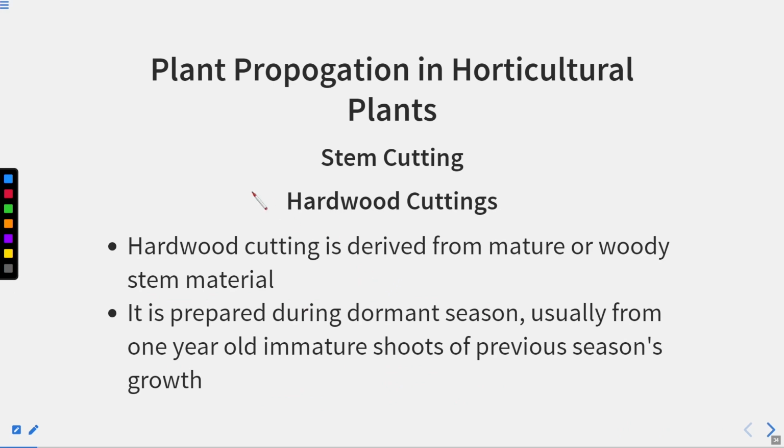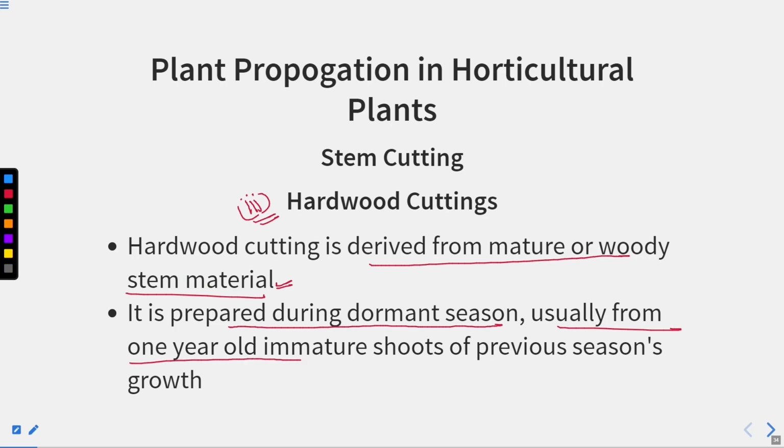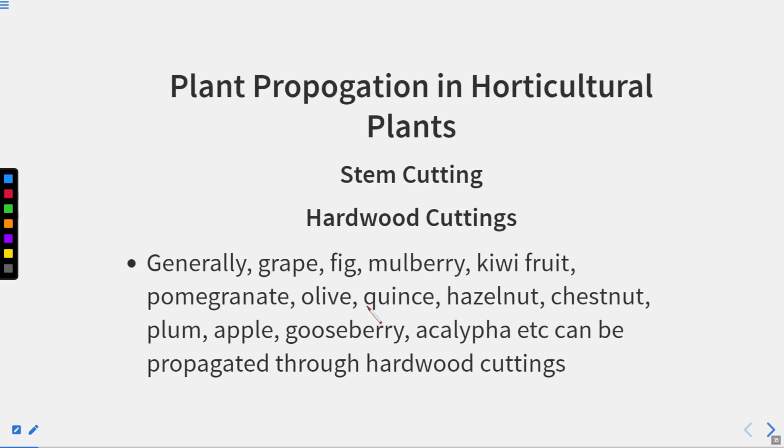Hardwood cutting is the third type. Hardwood cutting is derived from the mature or woody stem material, right? So once the plant is in the form of a tree, it has hardwood. It is prepared during the dormant season, usually from 1 year old shoots of the previous season's growth. So the plant from which we are taking the stem must be 1 year old, and the stem should be taken in the dormant season.